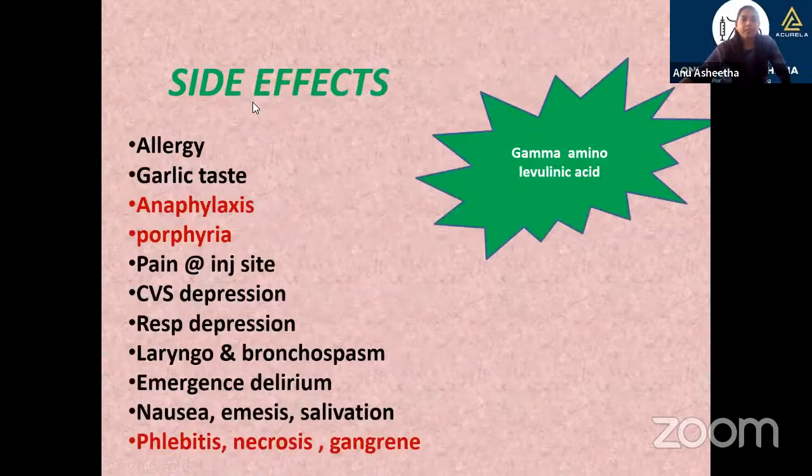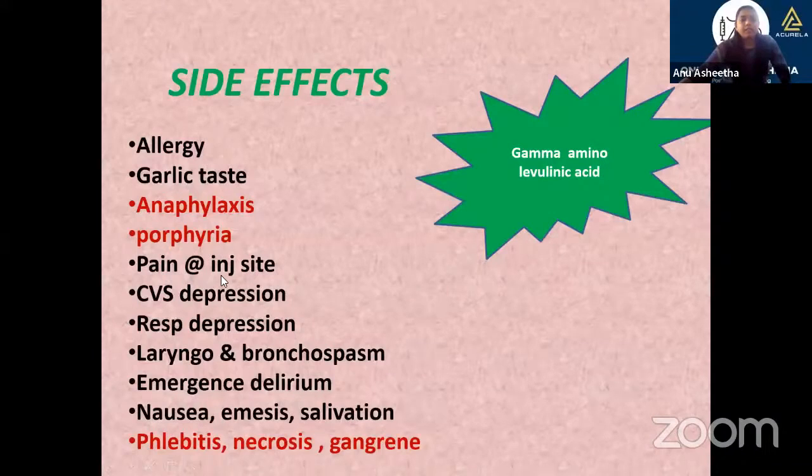Now side effects are allergy and a garlic taste. This is mainly attributed to the sulfur component of the drug, and anaphylaxis, but it is not very prominent, mostly only the skin and muscles, otherwise bronchospasm. Then comes porphyria, it is a contraindication, not a side effect actually.